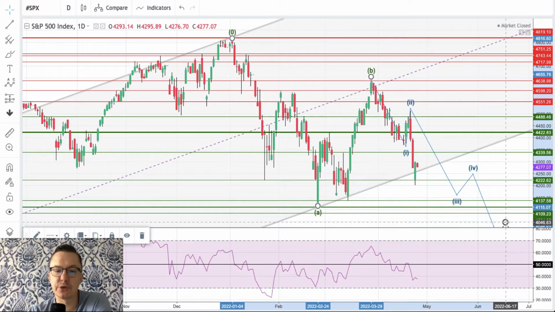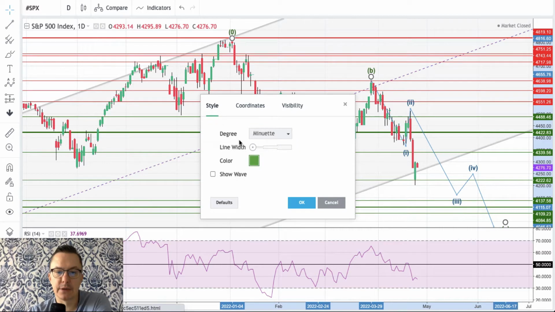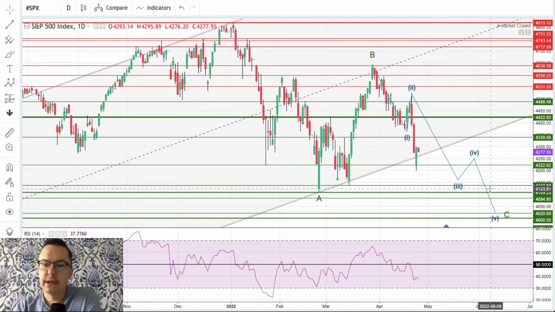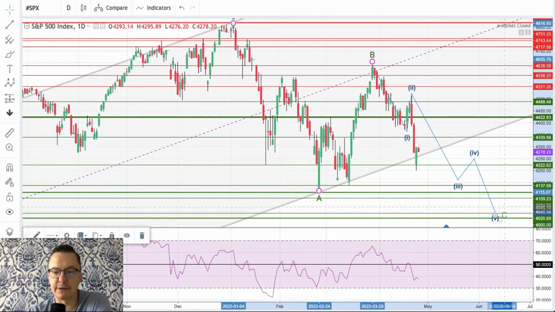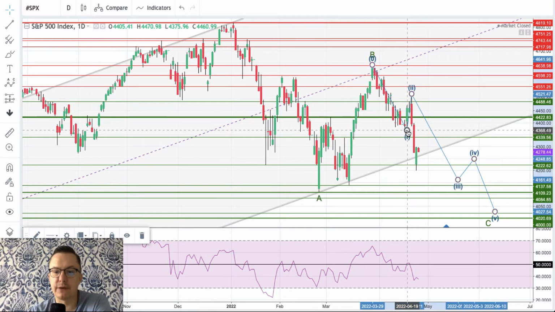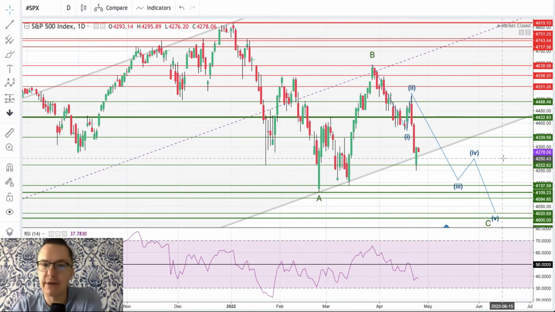Let's just change the degree of these waves. So let me just go here and put some higher degree, like minor, and we've got A, B, and C. So this is the ABC pattern, the corrective pattern we would like to see very soon on the S&P 500. Wave A is in 3 waves. Wave B is in 3 waves. Now we need 5 waves to the downside in wave C, and we will have an irregular flat simple correction cycle.